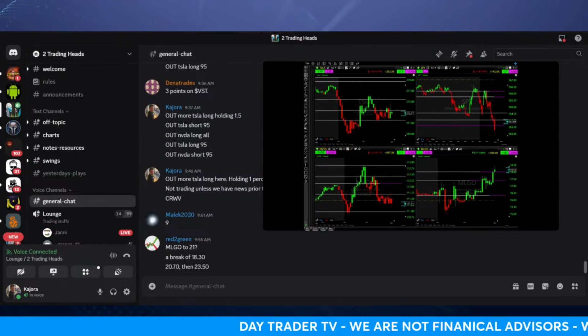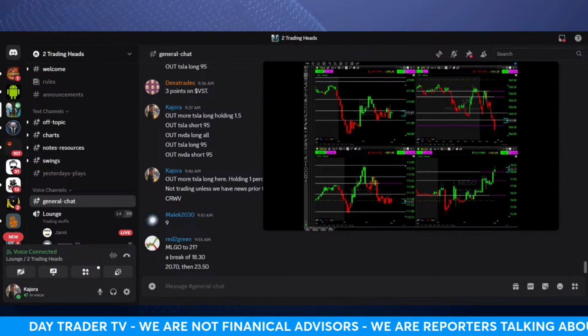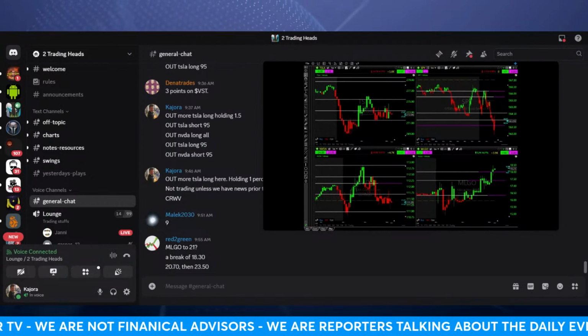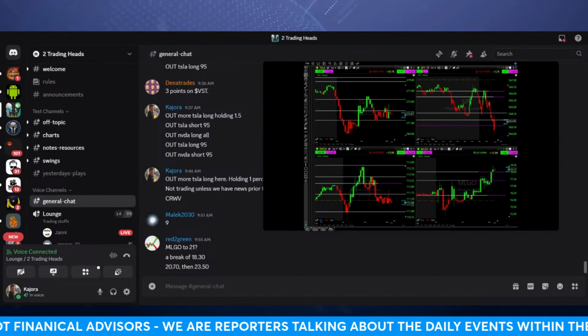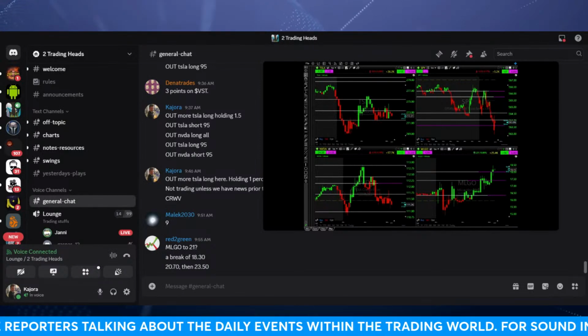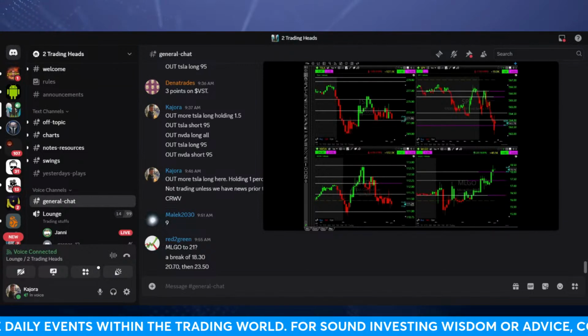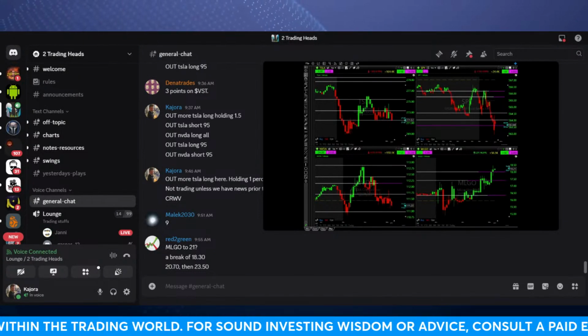Michigan 5 to 10 year expected inflation at 4.1%. Michigan 1 year expected inflation at 5% versus Berlin 4.9%. Everything's condensed. All right. Today, MLGO's short is a little bit more expensive than normal.